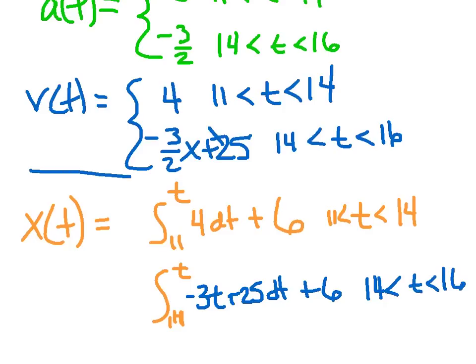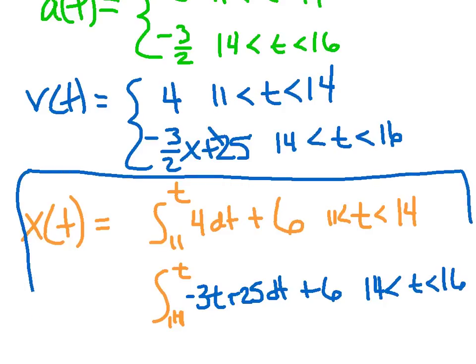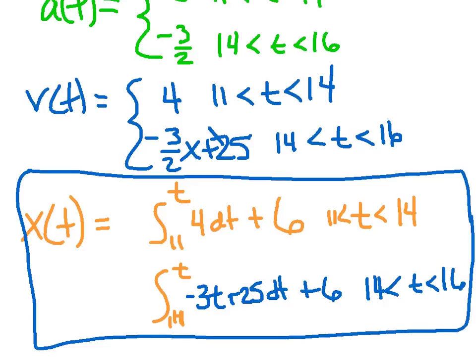So take your time and review this piece if you have to. This is probably, like I said, the most important piece. And again, I had to do 2 separate pieces because the area was different under this section than it was in this section. And again, this piece is just adding on the initial condition of 6.